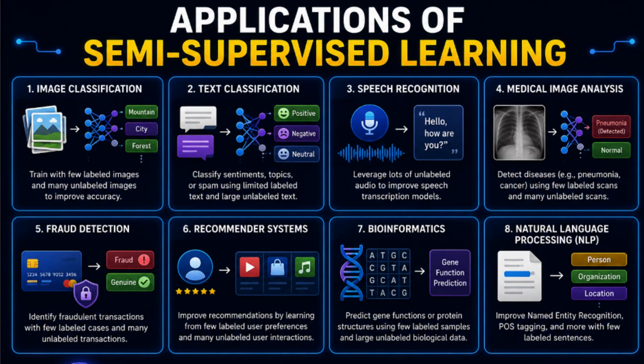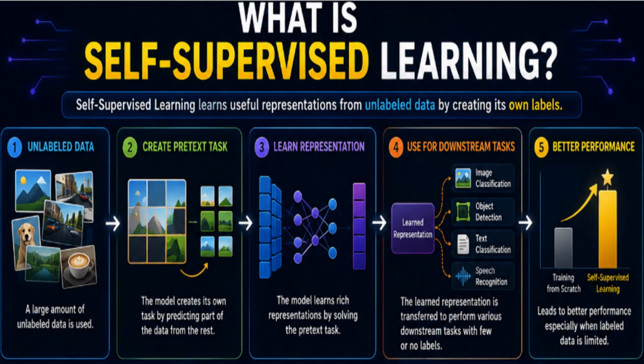It is also used in fraud detection to identify suspicious transactions. Recommendation systems use it to provide better suggestions by learning from user behavior. In bioinformatics, it helps predict gene function and analyze biological data. And in natural language processing, it improves tasks such as text classification, named entity recognition, and language understanding.